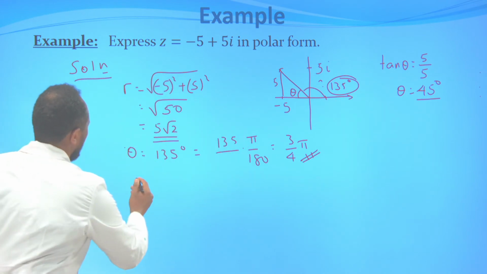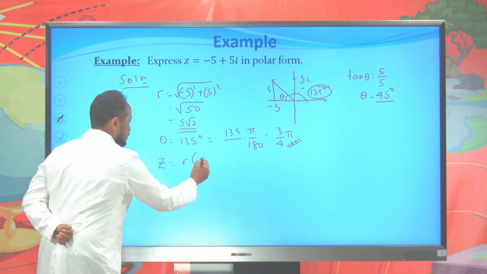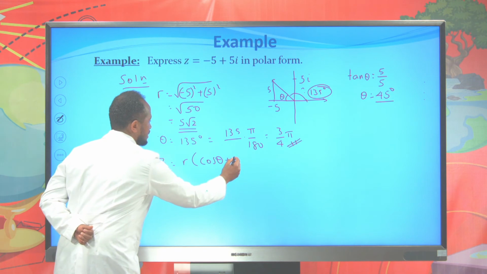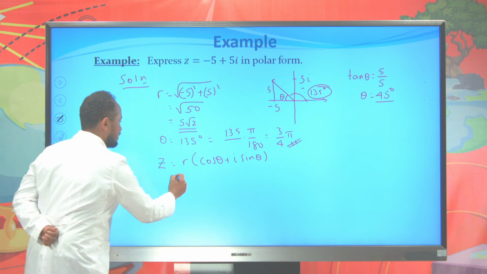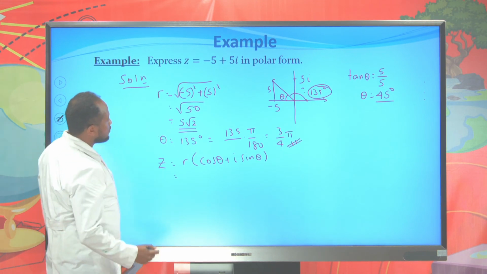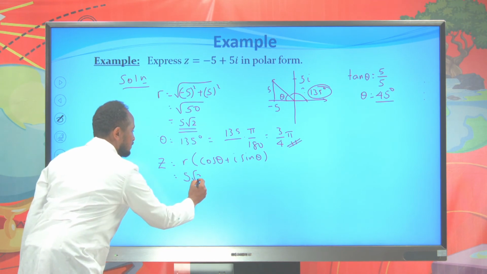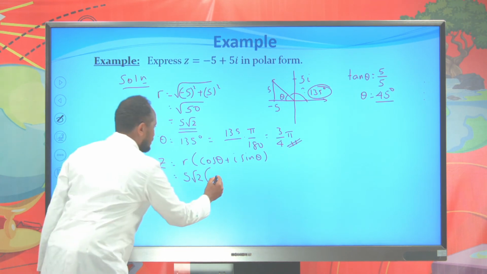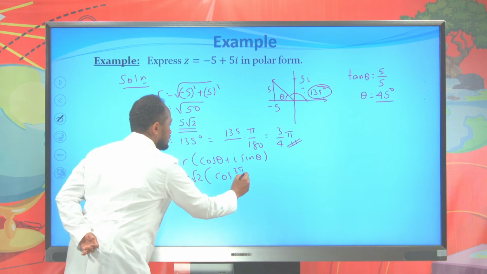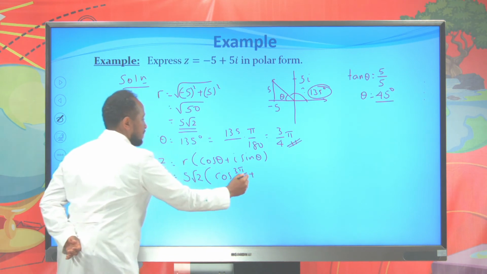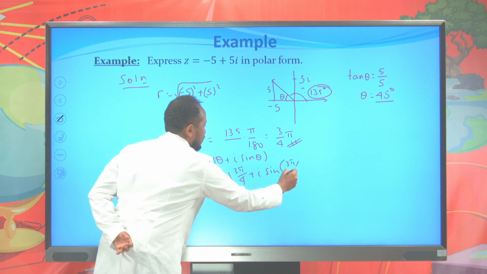Therefore, z is written in this form: z is equal to r times cos theta plus i sin theta. We have found r to be 5 root 2 here. So z is 5 root 2 times cos of 3 pi over 4 plus i sin of 3 pi over 4.